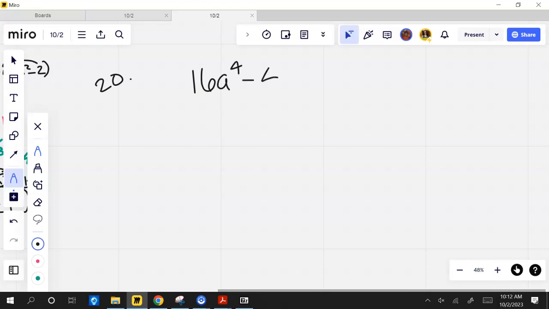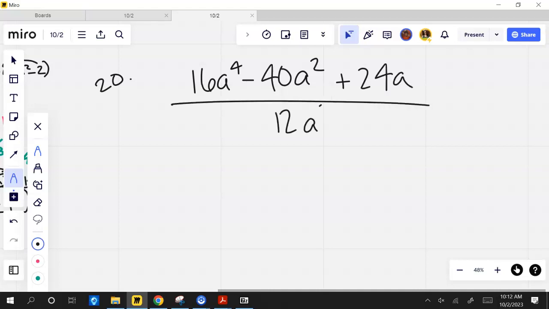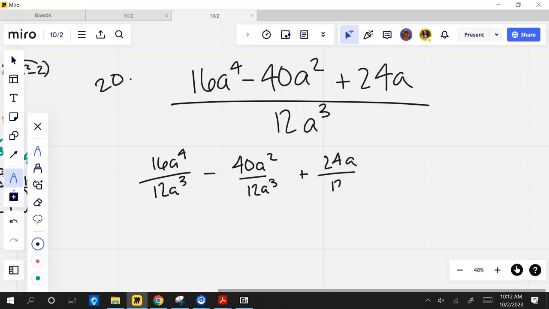16a to the fourth. Remember we talked briefly about division. We didn't go into a lot of detail because I said we're only right now going to be dividing by what? What's that called? A monomial, one term, right? And whenever I'm doing that and I'm adding or subtracting on the top, I can split this up into separate fractions. So this is going to be 16a to the fourth over 12a cubed. I'm doing the backwards of adding fractions with like denominators. Minus 40a squared over 12a cubed plus 24a over 12a.